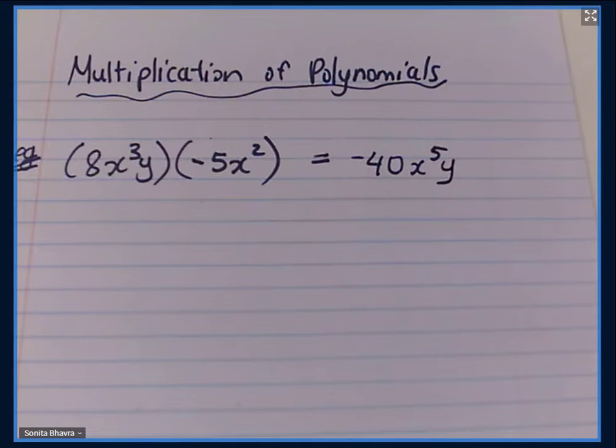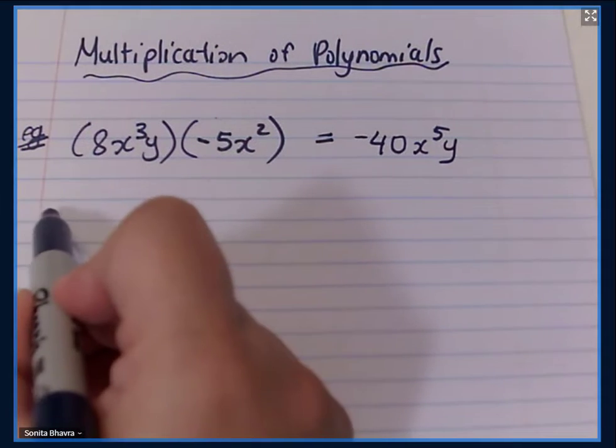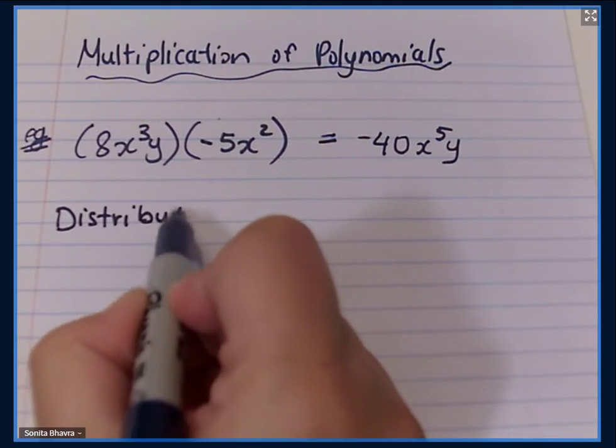All right, but in the examples we're going to look at today, we're going to have maybe a monomial being multiplied by a binomial, and then we're going to have two binomials being multiplied together. So there's two methods we're going to look at today. The first method is called distributive property.